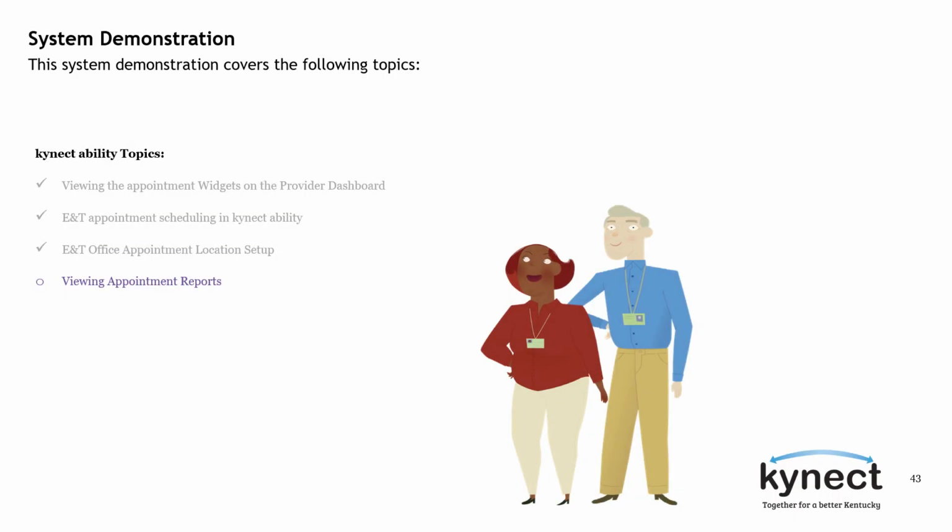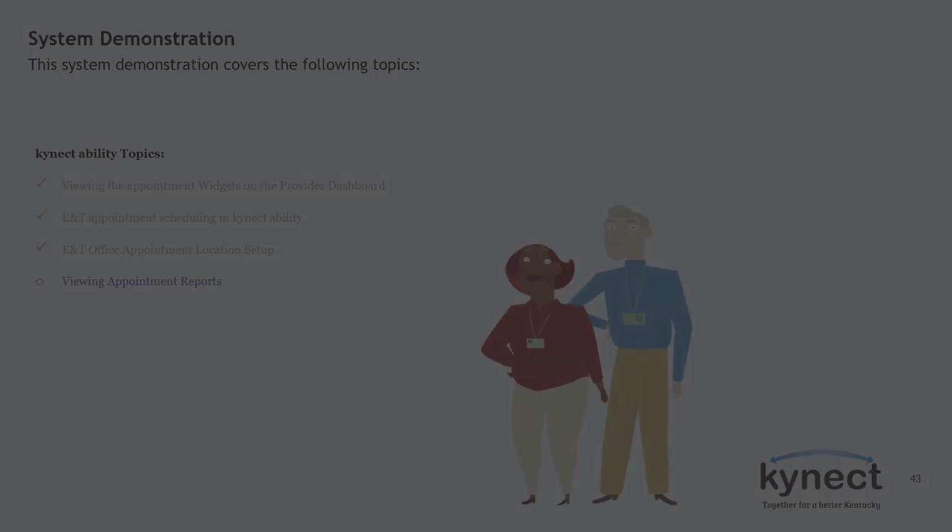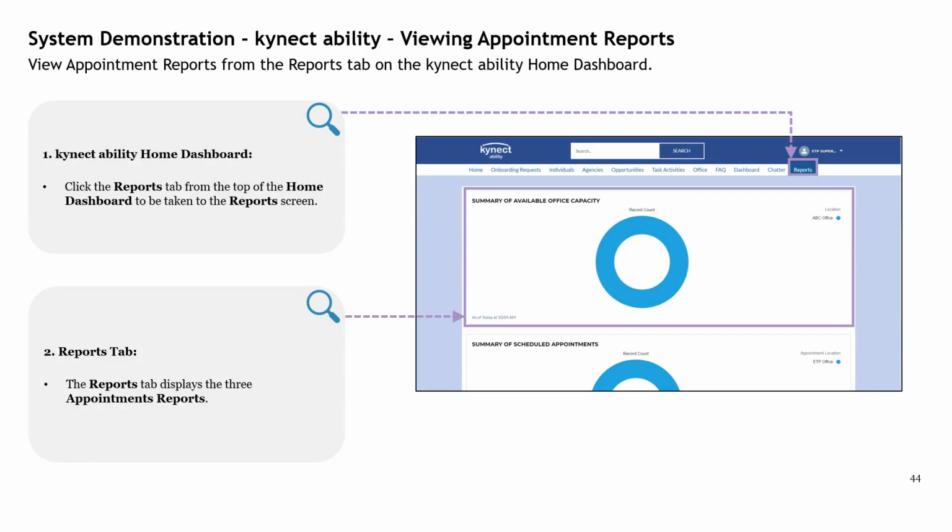Now finally, we are going to discuss viewing appointment reports. To view appointment reports, begin by logging into the Connectability Home Dashboard screen by using your COG username and password. Click the Reports tab at the top of the Home Dashboard to be taken to the Reports screen. The Reports tab displays the 3 appointment reports.